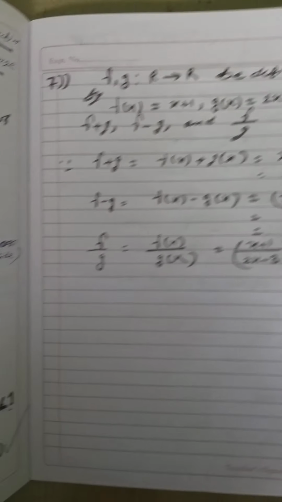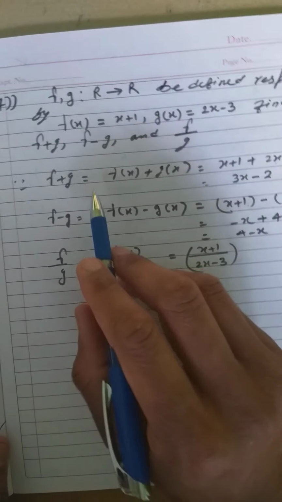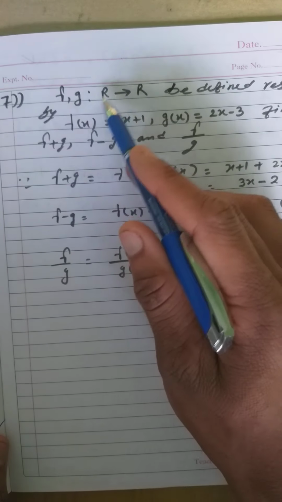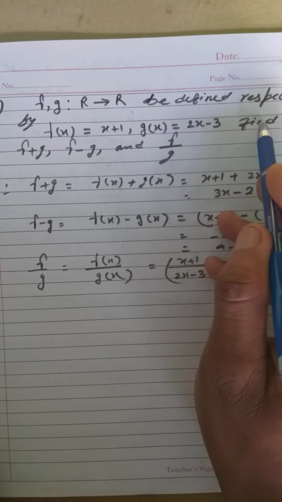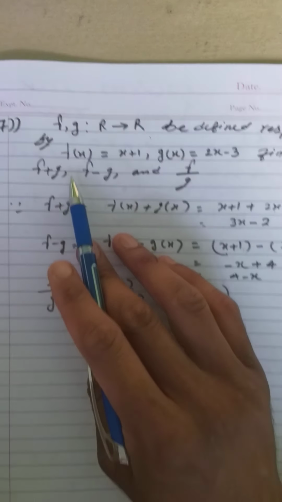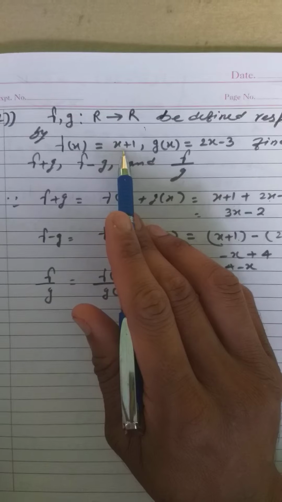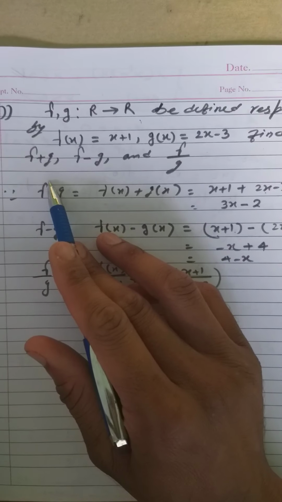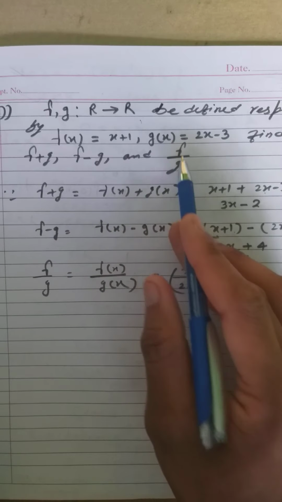Now come to question number 7. Let f, g be functions defined from R to R respectively by f(x) equal to x plus 1, g(x) equal to 2x minus 3. Find f plus g, f minus g and f upon g.